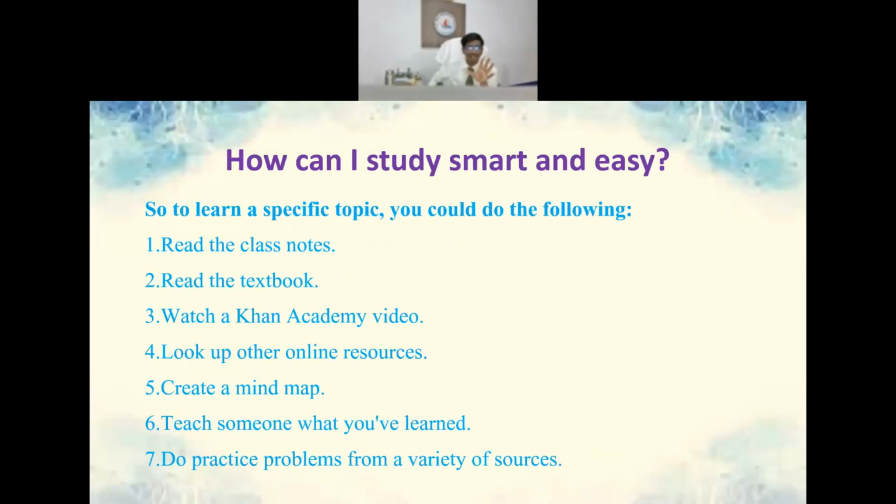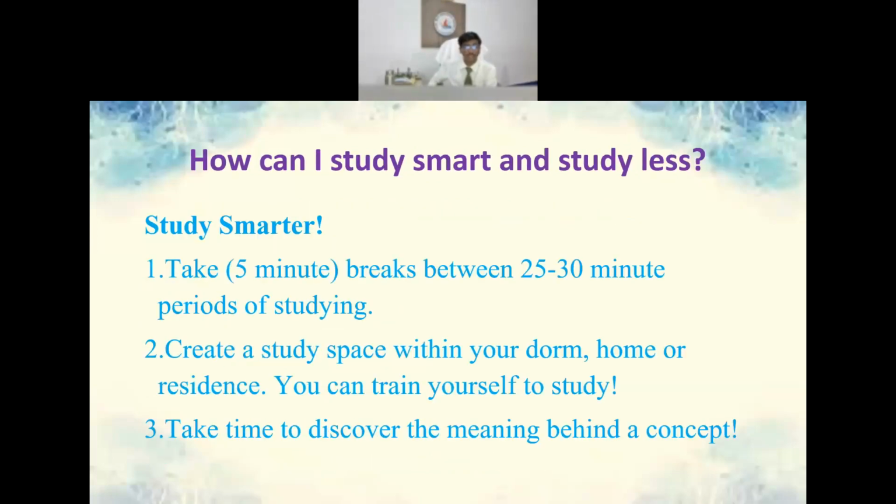A smart study. Suppose we have to have a smart study in the classroom. Just 7 steps. Read the class notes. Read the textbook. Watch a Khan Academy video. I just mentioned it in a fascinating way. Look up other online resources if needed. Teach someone what you have learned. Do practice problems from a variety of sources.